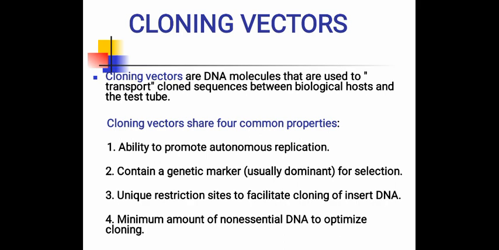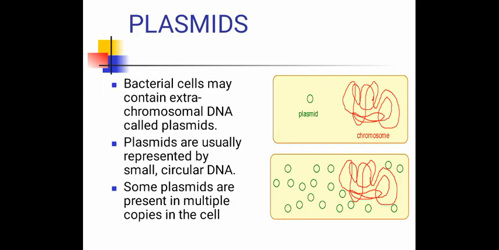Cloning vectors, which we generally use. Cloning vectors are DNA molecules that are used to transport cloned sequences between the biological host and the test tube. Their common properties: ability to promote autonomous replication, contain a genetic marker for selection, unique restriction sites to facilitate cloning of insert DNA, and a minimum amount of non-essential DNA to optimize cloning.